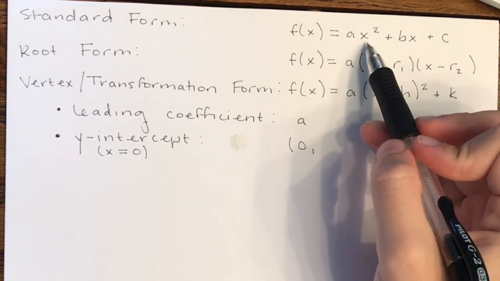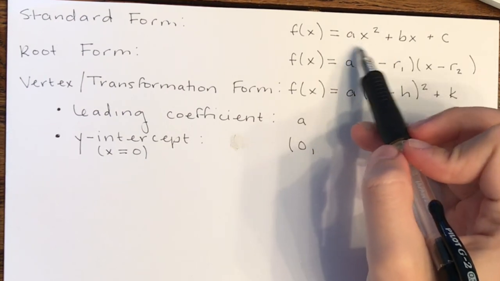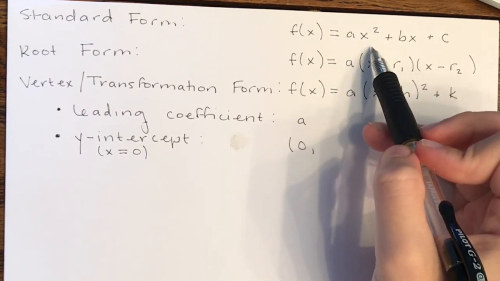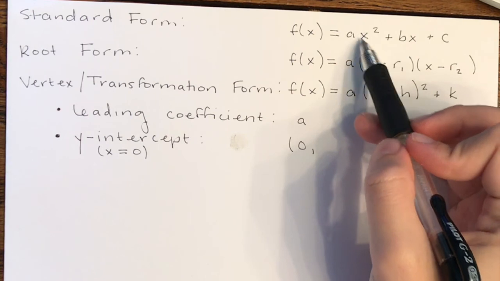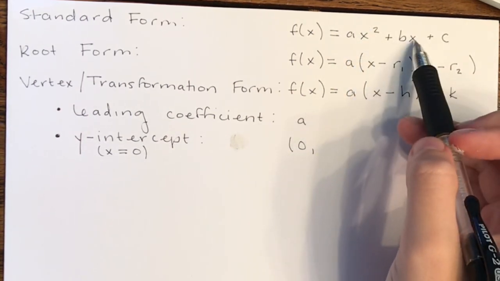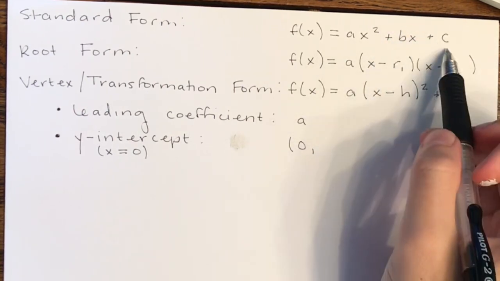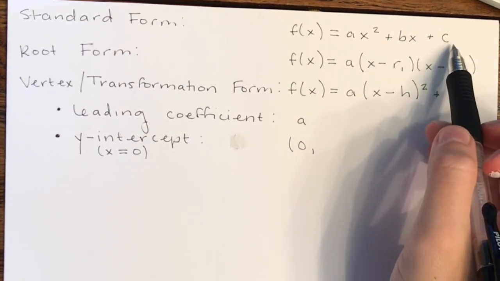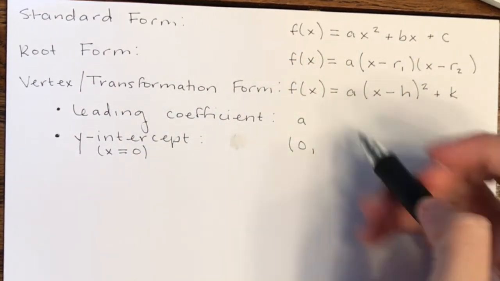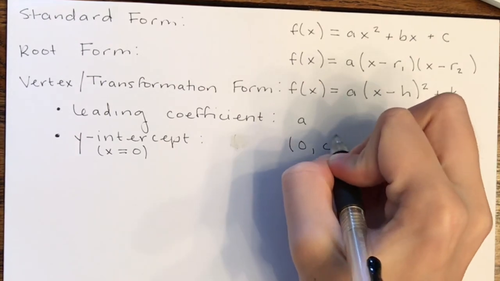If I plug in 0 here into standard form, what happens to each of my terms? Well, 0 squared times a just becomes 0. 0 times b also becomes 0. And so I'm just left with c. So my y-intercept is 0, and then the output value c.